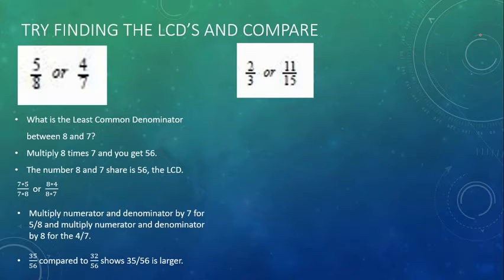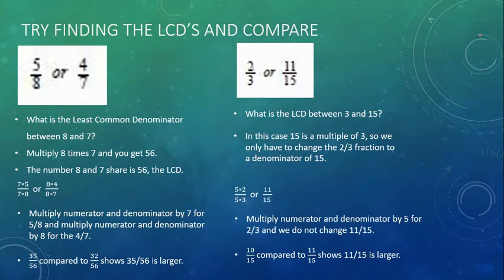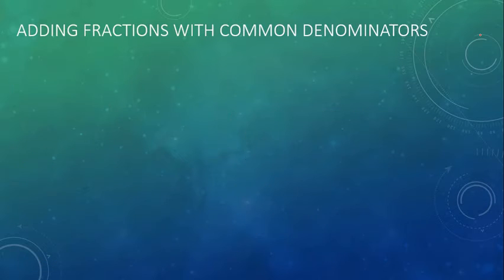Okay, let's take a look at the 2/3 or the 11/15. Go ahead and tell me what the LCD is. All right, so the LCD between 3 and 15, in this case, 15 is a multiple of 3, so we only have to change the 2/3 fraction to the denominator 15. Sometimes it's very nice. So all we have to do is multiply 5, top and bottom, to the 2/3. So we would have 10/15 compared to 11/15, which shows us that the 11/15 is larger.